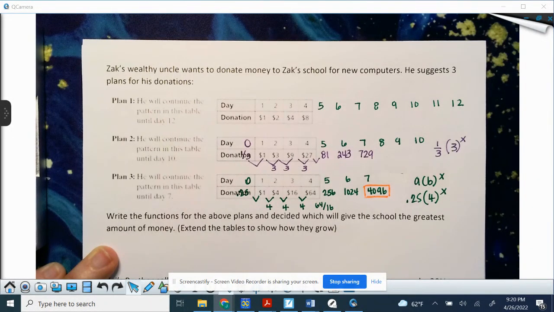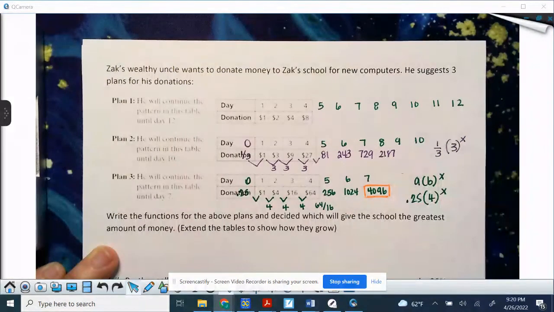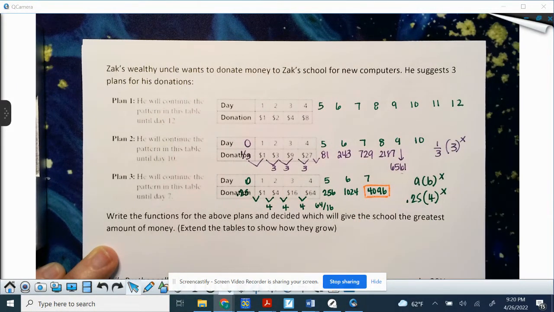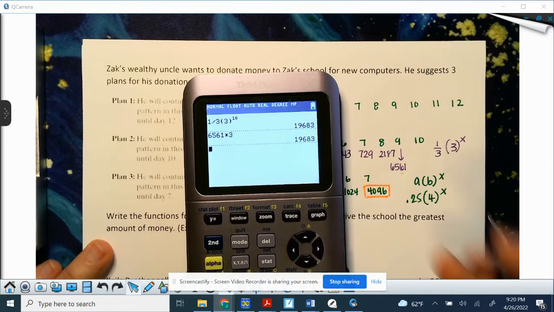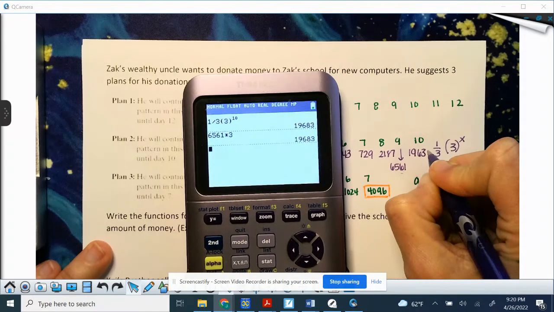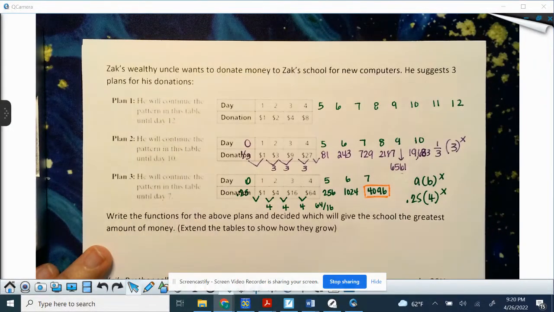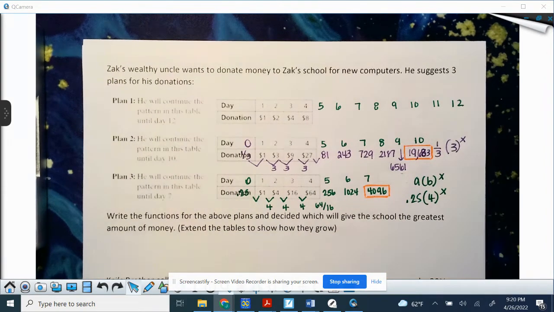729 times 3 again is 2,187. Times that by 3, it's going to be 6,561. And again, you could also put in 1/3 times 3 to the 10th power, which should be the same thing as that. Yep, so 19,683. So already our second plan looks like it's better than our third plan. So second plan is better than our third plan because it's going to track for 10 days.